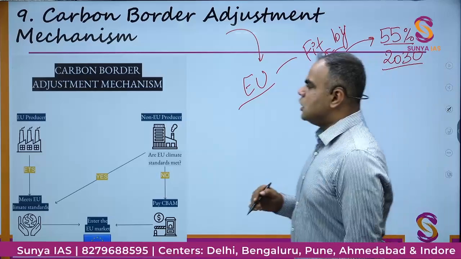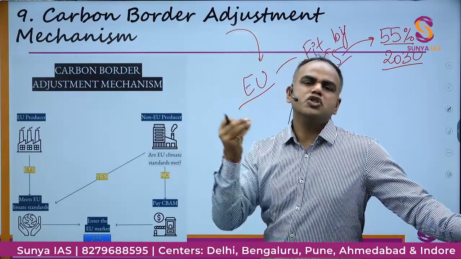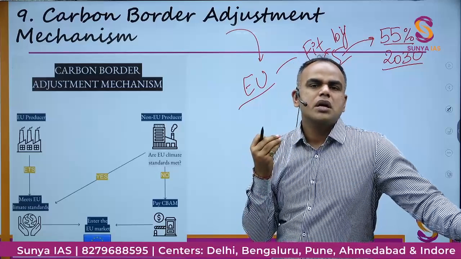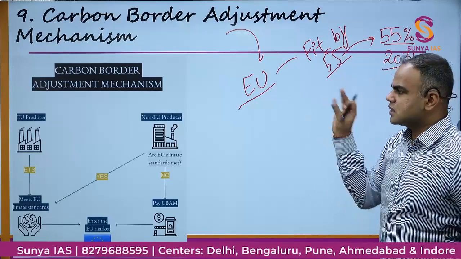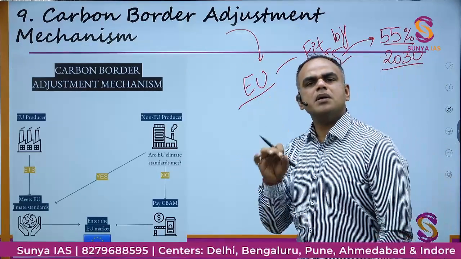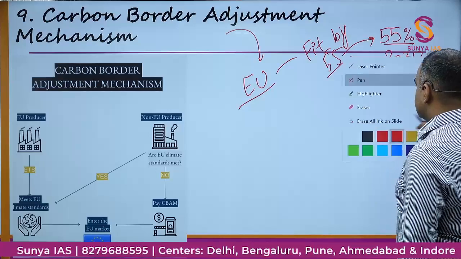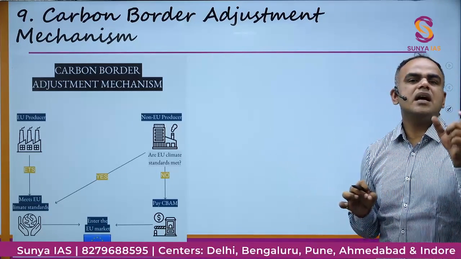Okay, the EU, of course, you might have read this in polity as well, spoke about GDPR, General Data Protection Rules. The EU also came up with the Global Climate Change Alliance, etc. So these are some things you need to know. But now let us focus on CBAM, because this is very important. Now, two things you need to know. Number one, what is this and what was India's stand?